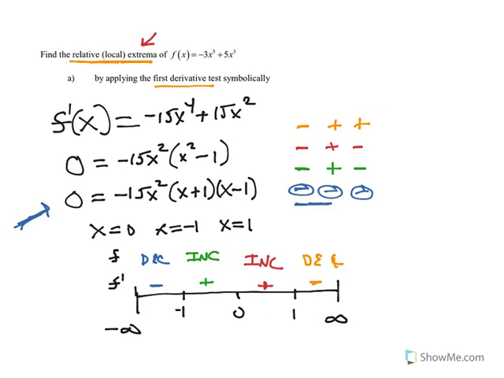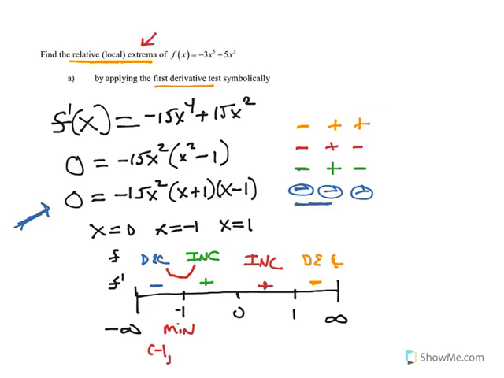So looking at the function, it looks like it was decreasing and then it was increasing, where x is negative 1, so it was going down and then it changed and started going up. So that's going to be a min. If something goes down, then changes direction and starts going back up, that's creating a trough or a valley, so that's going to be a min at where x is negative 1.